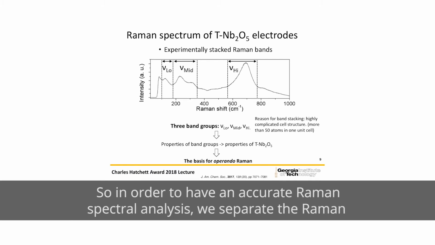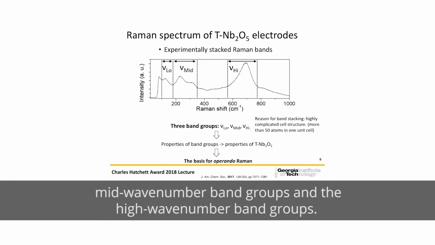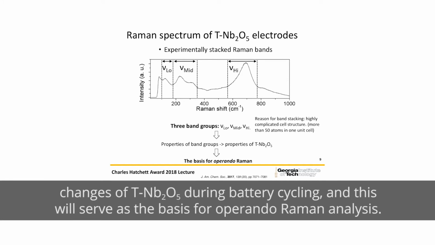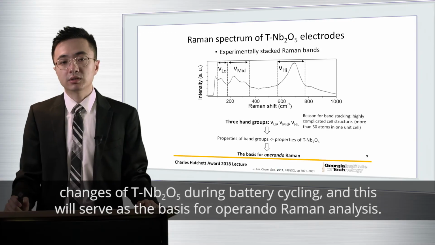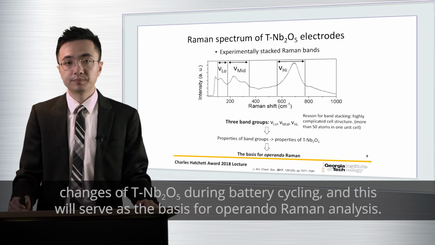So in order to have an accurate Raman spectrum analysis, we separate the Raman bands into 3 Raman band groups: the low wave number band group, the mid wave number band group, and the high wave number band group. The properties of these important band groups during operando measurement will tell us the property changes of T-niobium oxide during battery cycling, and this will serve as the basis for operando Raman analysis.